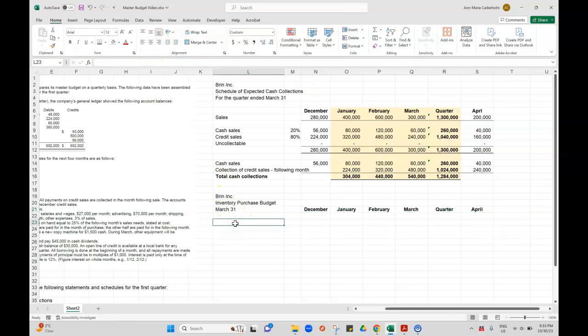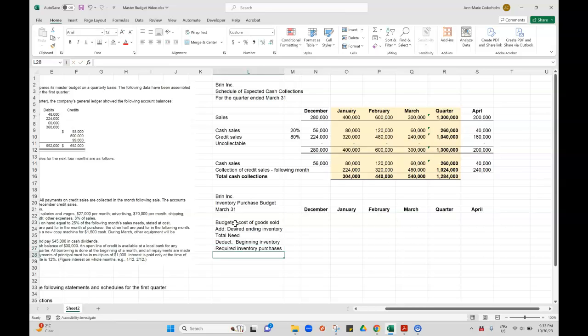Okay, so the way that inventory works is we start off with our budgeted cost of goods sold, and then we add our desired ending inventory, then those two together, the total, would be what we need. And then if I subtract out my beginning inventory, that will give us what we need to purchase.